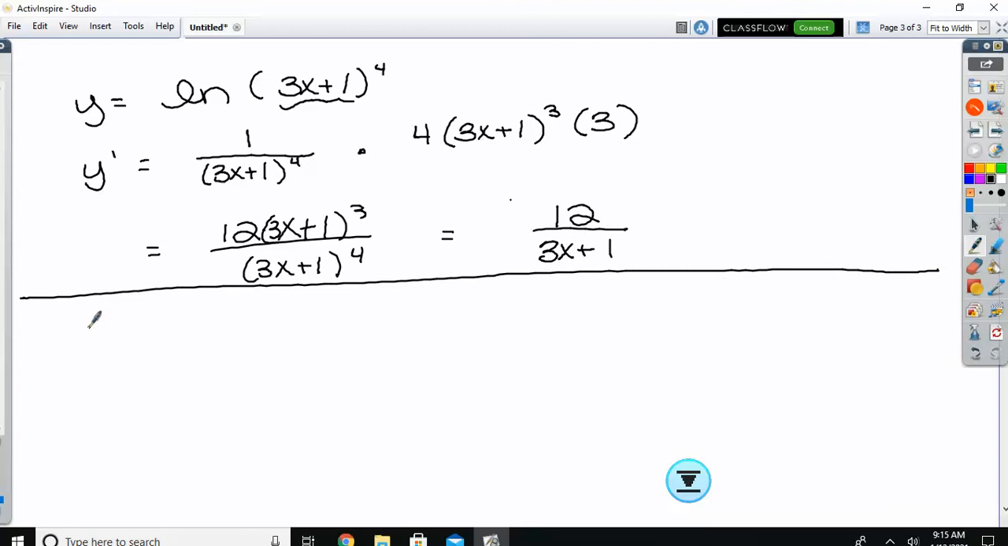Let's do another one. Okay. How would I probably want to rewrite this? Either I'm going to have to do the quotient rule, or you could write it as natural log of 5x to the negative 1 power. What do you guys prefer? Quotient rule or negative power?